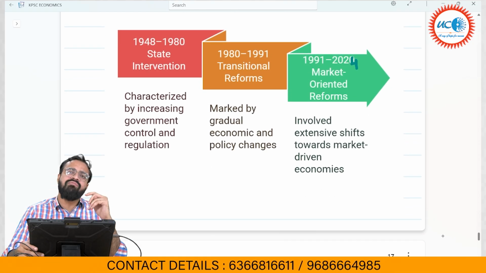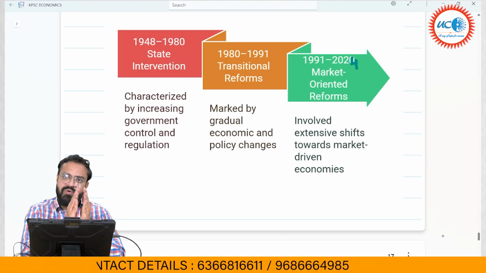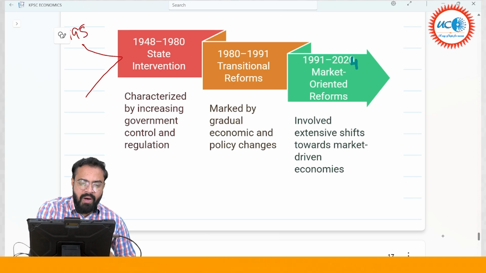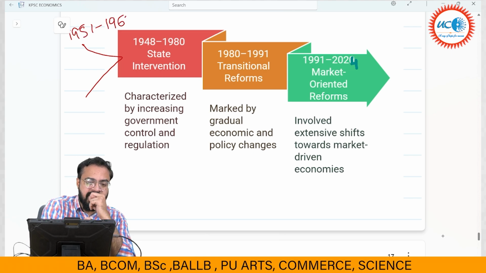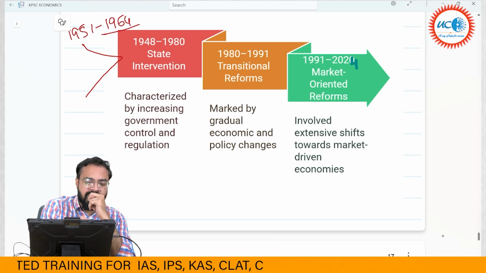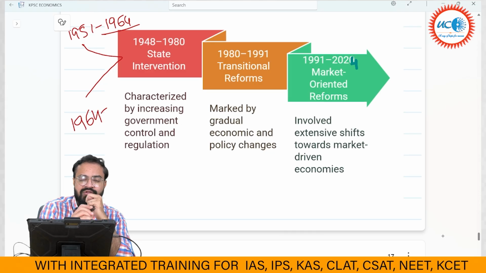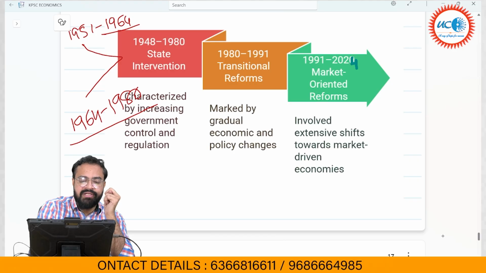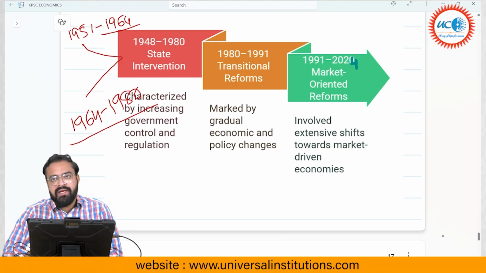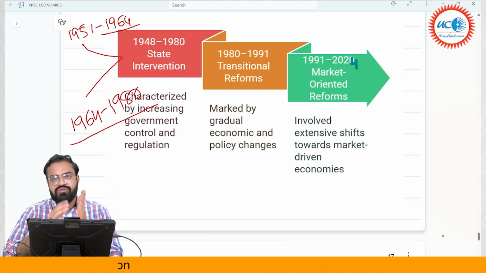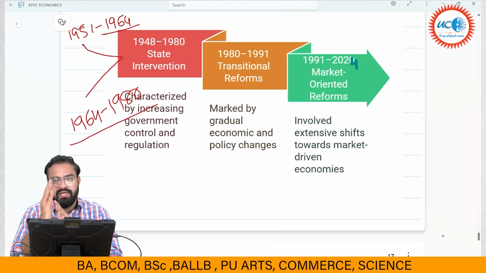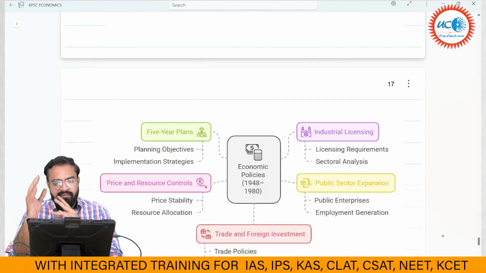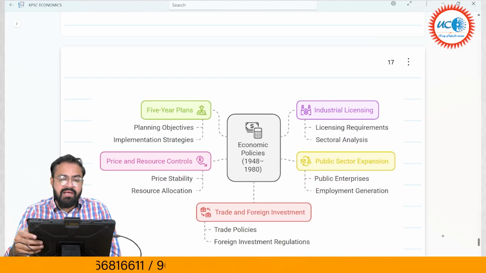Now, coming to 1948 to 1980, ಇದರಲ್ಲಿ ಕೂಡ we have 2 phases. One is 1951 to 1964, till the death of Nehru himself. Then 1964 to 1980, which was dominated after the death of Nehru by Prime Minister Shastri, Prime Minister Indira Gandhi, then Morarji Desai, and finally Indira Gandhi again becomes the Prime Minister.